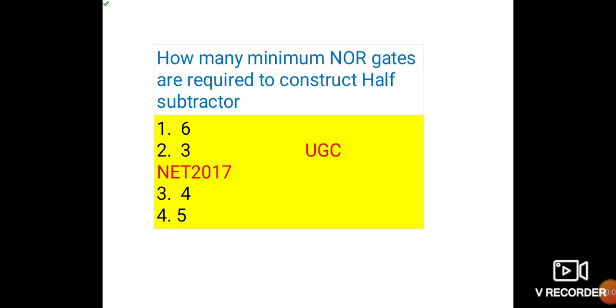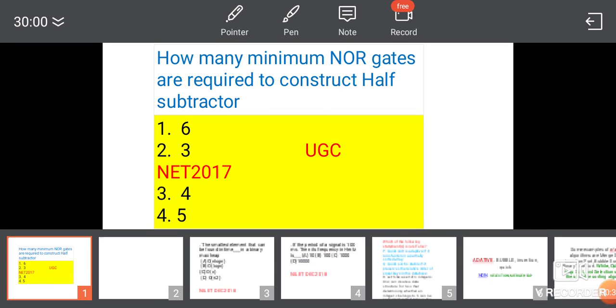Hello friends, today we are going to discuss some important questions which were asked in exams. The first question is: how many NOR gates are required to construct a half subtractor? A half subtractor is a combinational circuit that is used to perform subtraction. The answer is 5 NOR gates.